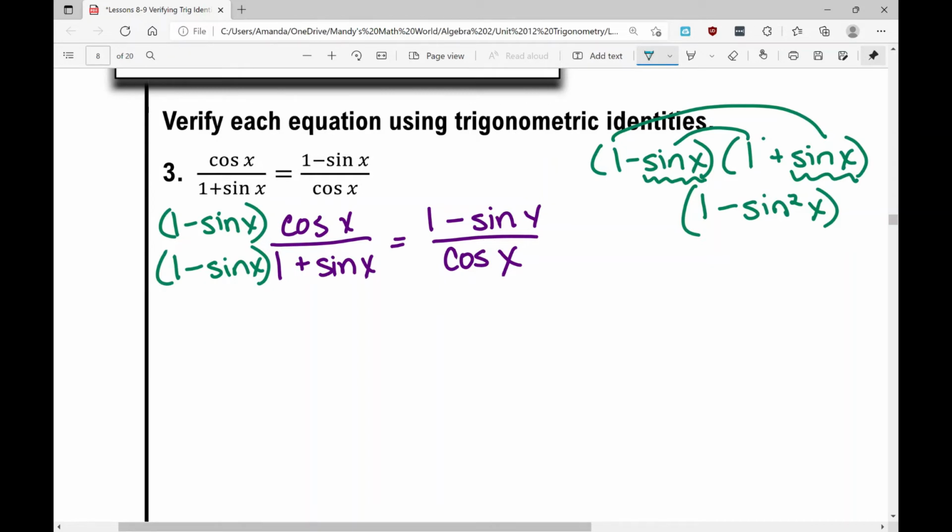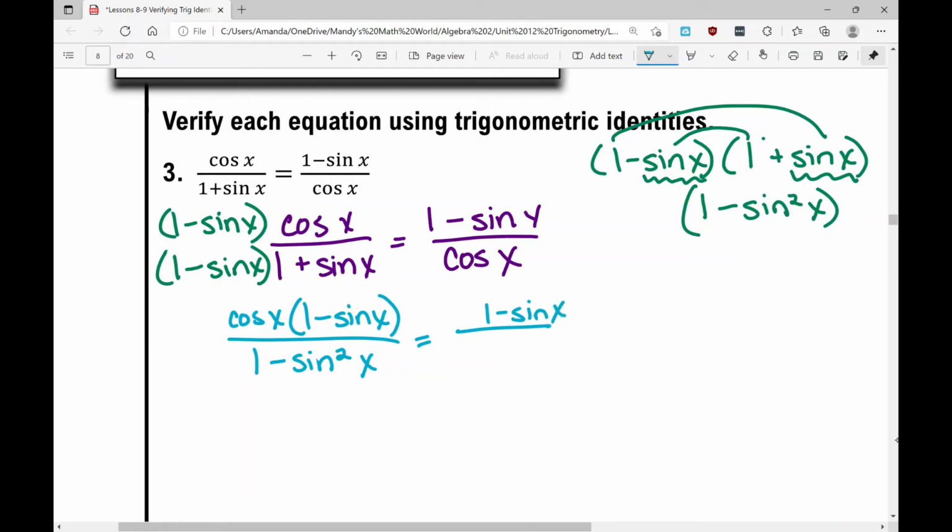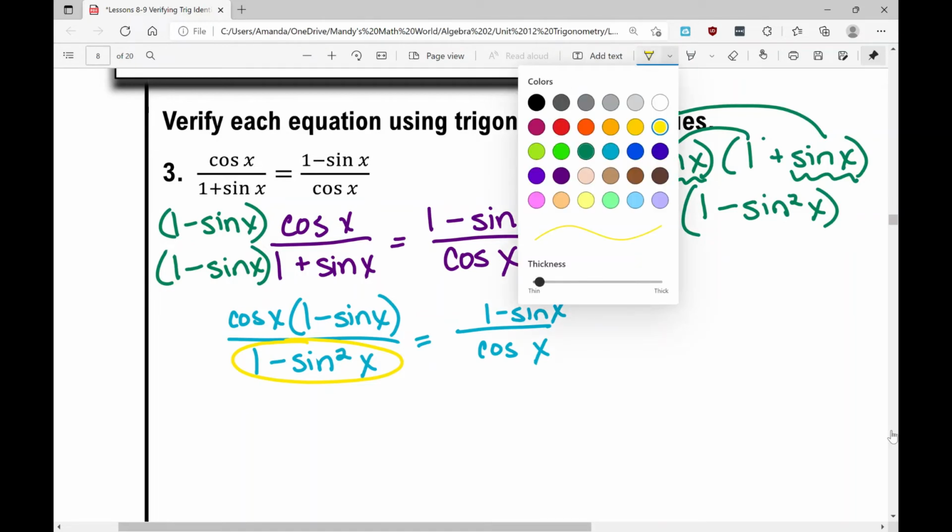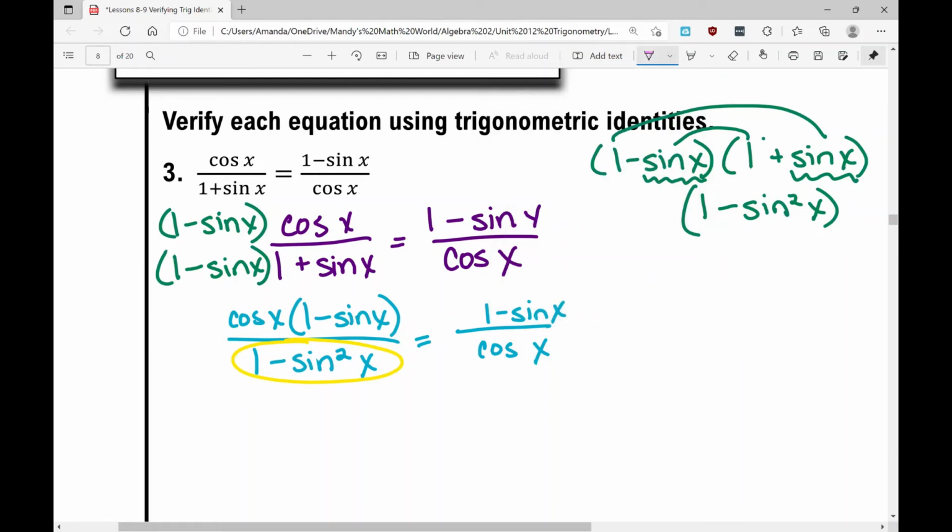So let's rewrite that. I've got in my numerator cosine x times 1 minus sine x over 1 minus sine squared x equals, and we'll just keep this over here, 1 minus sine x over cosine x. And now I notice right here that this is something that we know. 1 minus sine squared x, and we just did it on example number 2. 1 minus sine squared x is what? Cosine squared x. That's a Pythagorean identity.